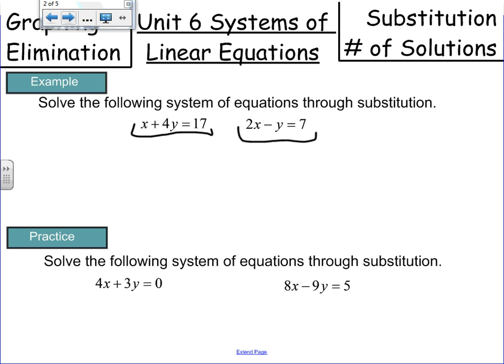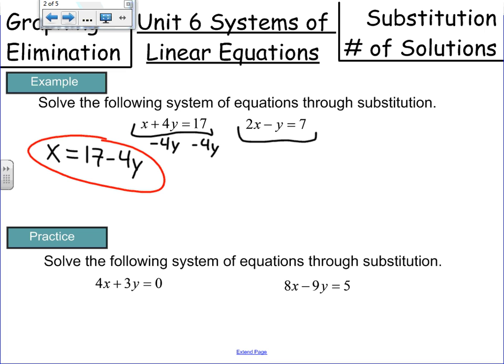To isolate x, I have to minus 4y from both sides. So now I have x is equal to 17 minus 4y. Easy. But now, because we have a system of equations, we can use this to our advantage. Because we have said that the system of equations, they are connected. And since x is equal to all of this, we can just substitute it in right here.